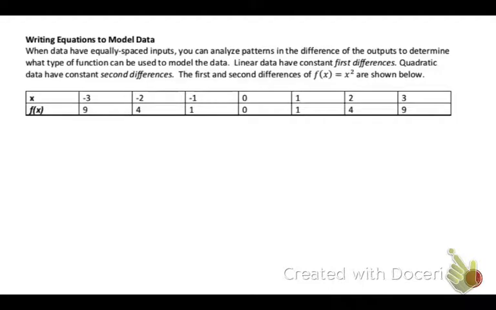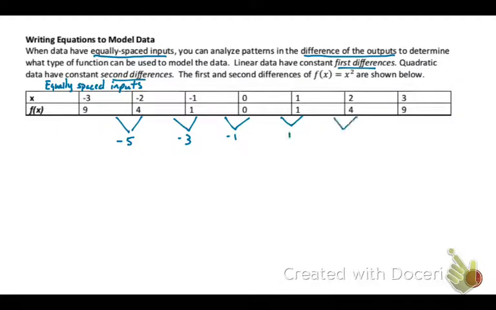The first and second differences of f of x are shown below. Actually, let's do them. So notice first of all with the inputs that those are equally spaced. Negative 3, negative 2, negative 1, each of them is increasing by 1. So now let's look at the difference from one output to the next. So the difference between 4 and 9 is a negative 5, and between 1 and 4 is a negative 3. Between 0 and 1 is negative 1, then 1, 3, and 5. So you take the output that's in front and subtract the one that comes before.